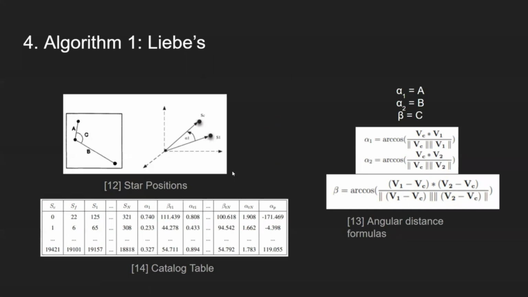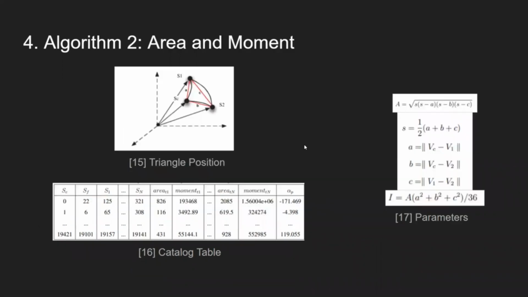And Lieb's method specifically looks at the angular distance between the two stars: the center and the first, and the center and the second. And then using those two angles, you'll calculate a third angle. It's called beta. And it will use these three angles to look through a reference catalog to find a match.